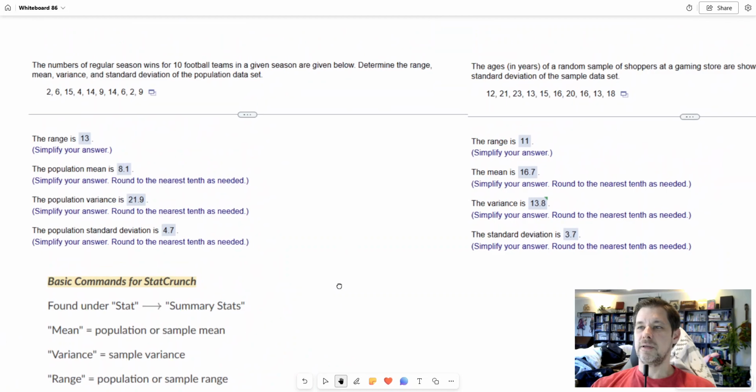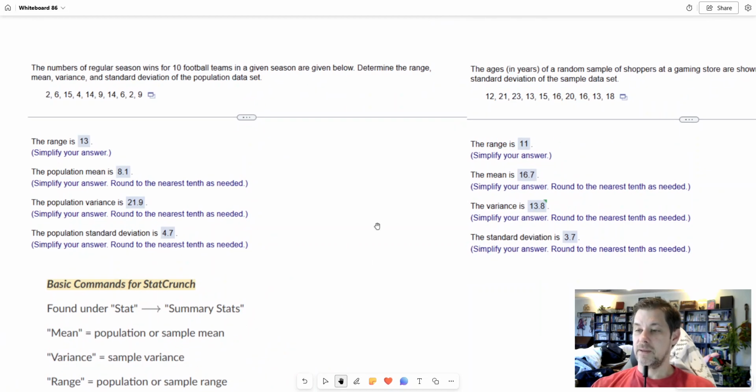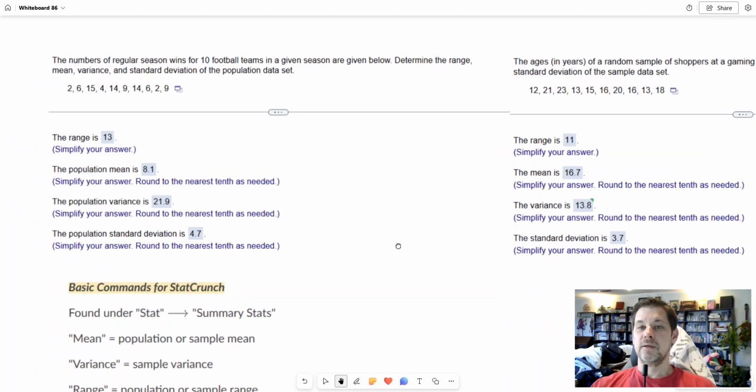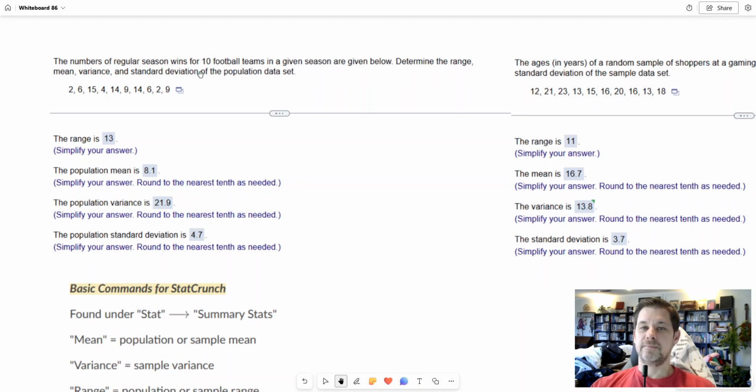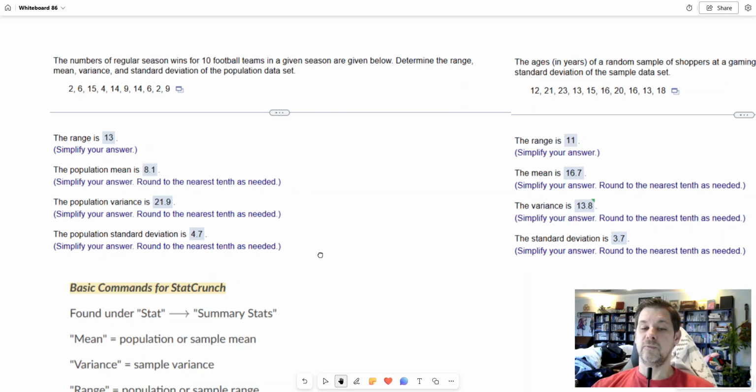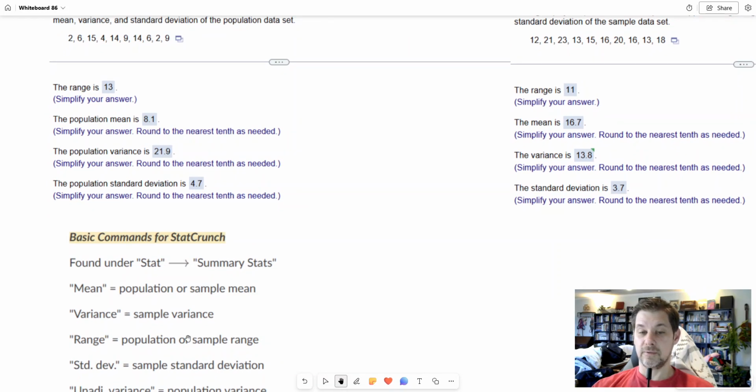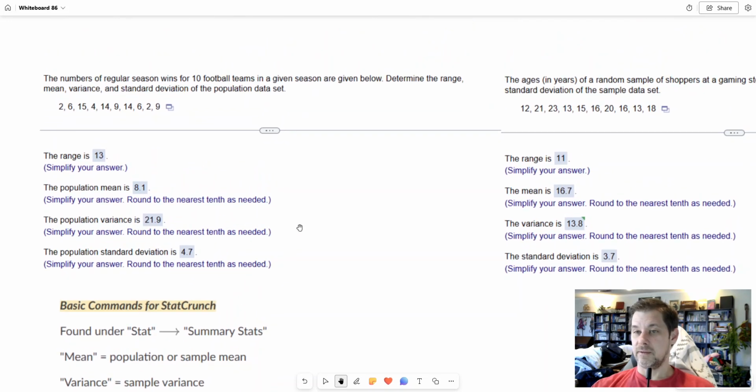Okay, so here's two problems from MyMathLab, and I'll work both of them and show you different ways that we can do it. Okay, so here I'm given the number of regular season wins for 10 football teams, so on. And it tells me that this is a population. So that'll be important to notice, because when we do calculations or statistics, it will be different if we're dealing with a population versus a sample.